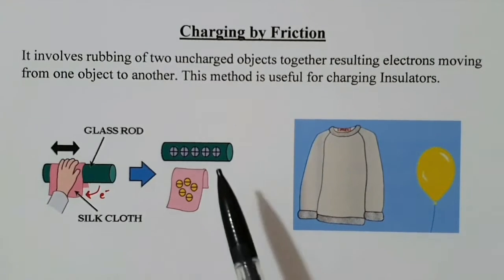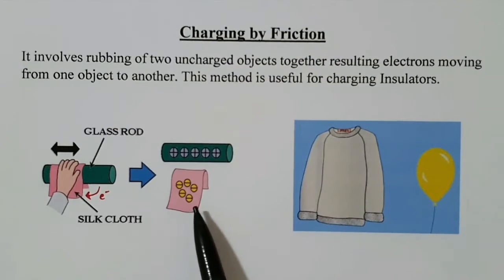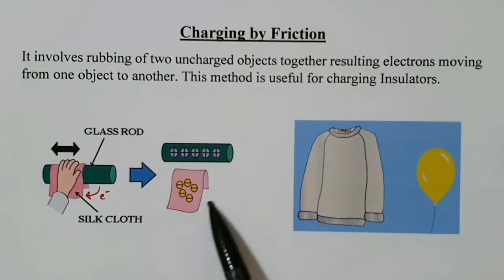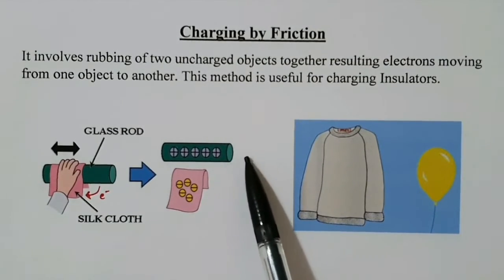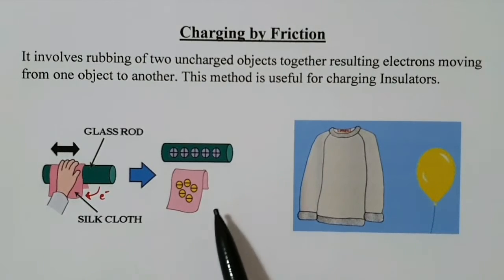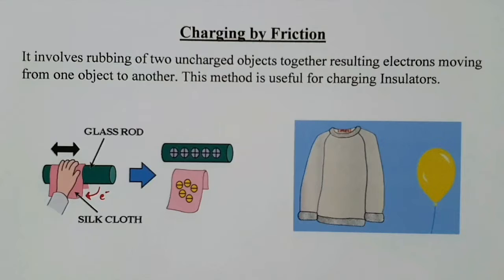For example, if the glass rod acquires plus 5 charge, then the silk cloth will attain minus 5 charge. The amount of electrons gained by the silk is equal to the amount of electrons lost by the glass rod. So we can say that the charges of the system are conserved.